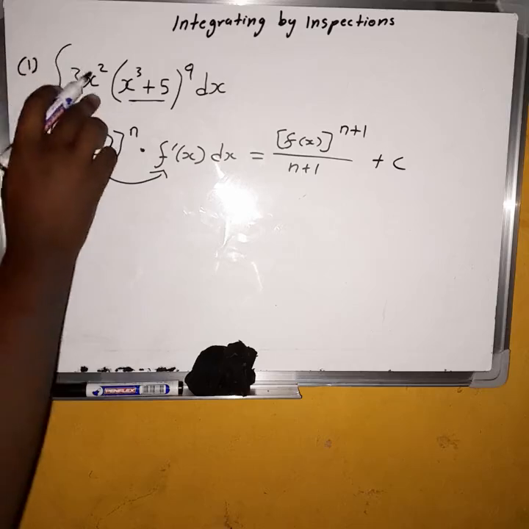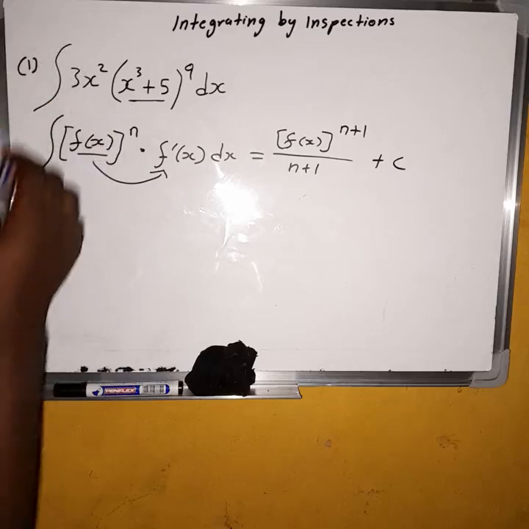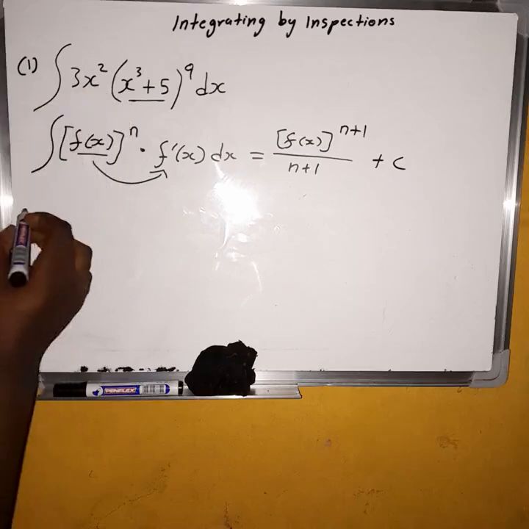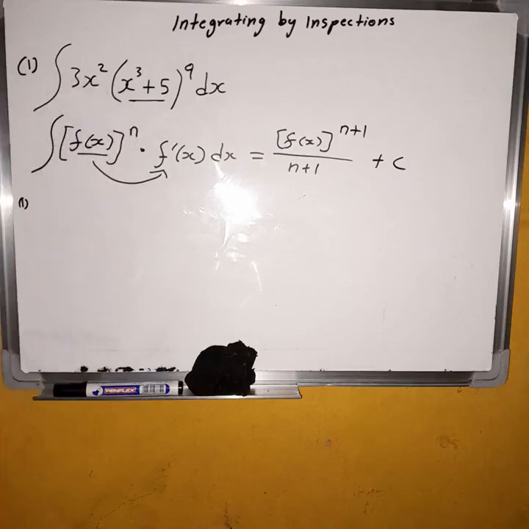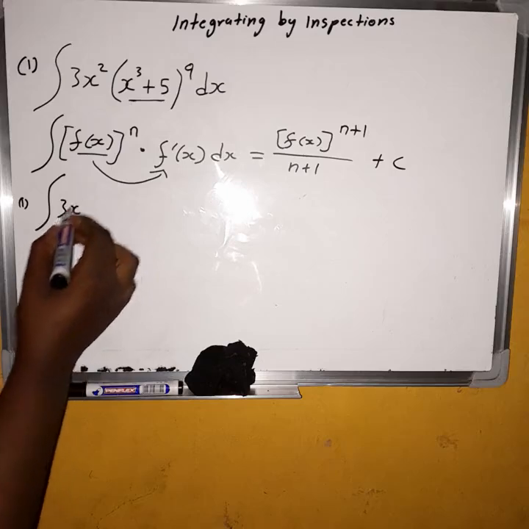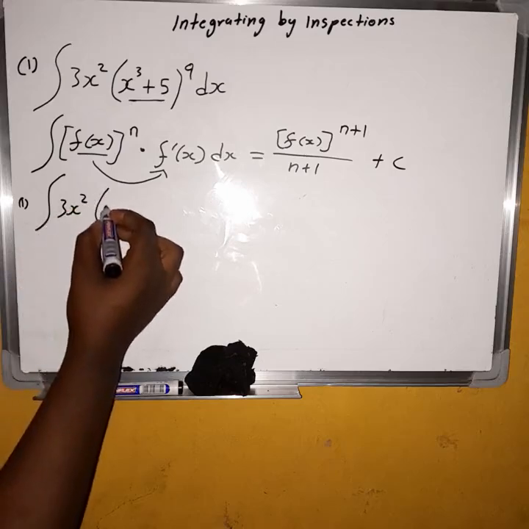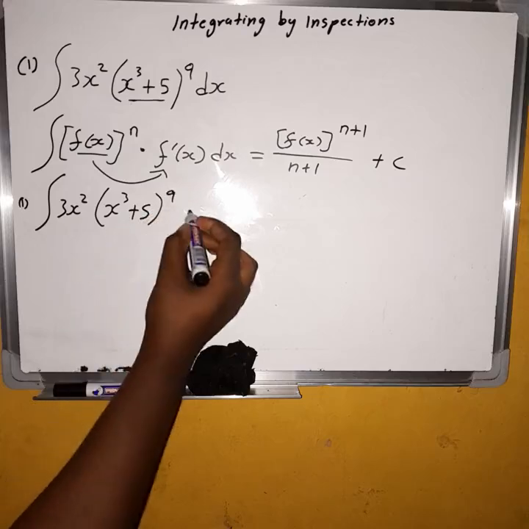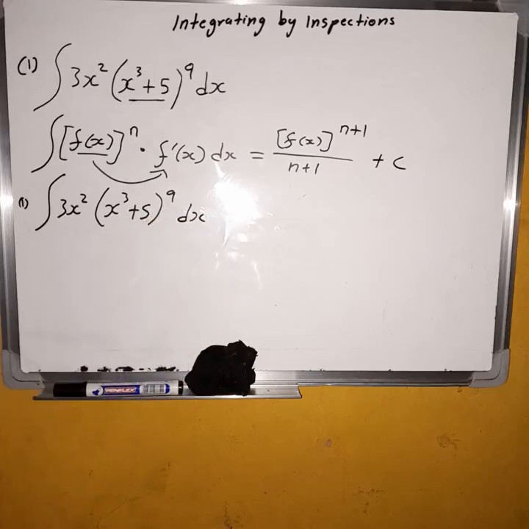For an example, let us solve this one. How can we solve that one? We'll apply this formula. Solve number 1 here. We have the integral of 3x squared times (x cubed plus 5) raised to the power 9, dx. Let us apply the formula.